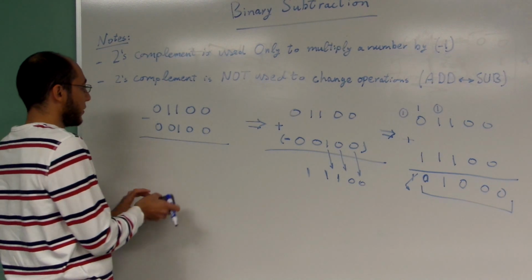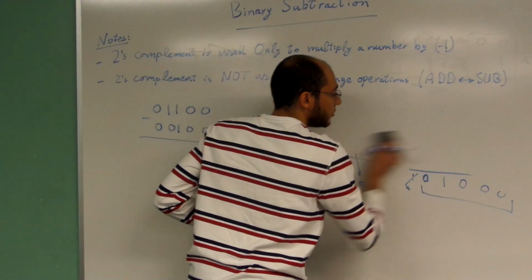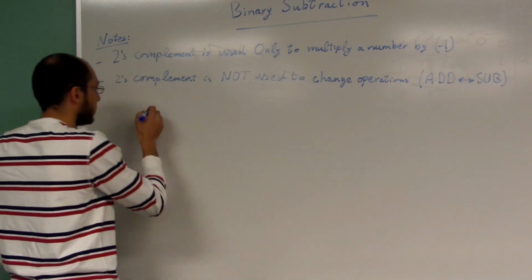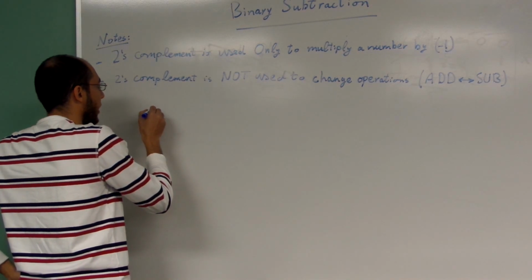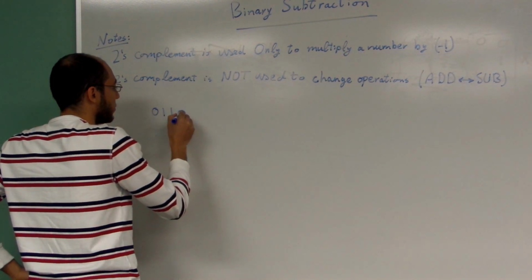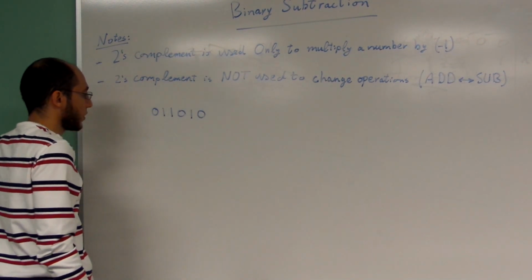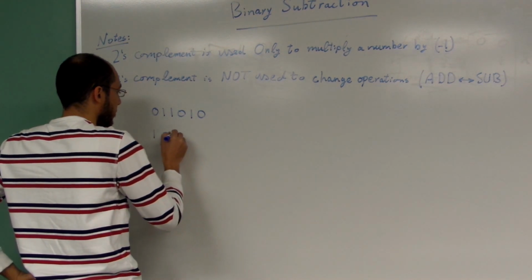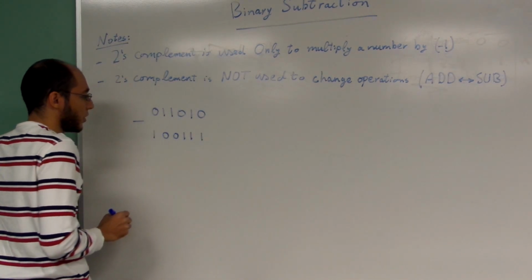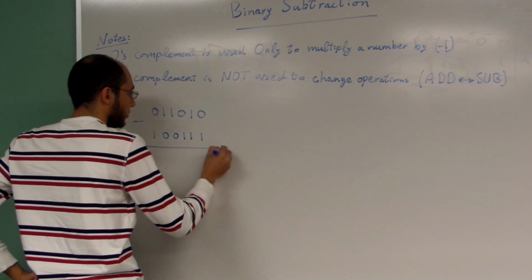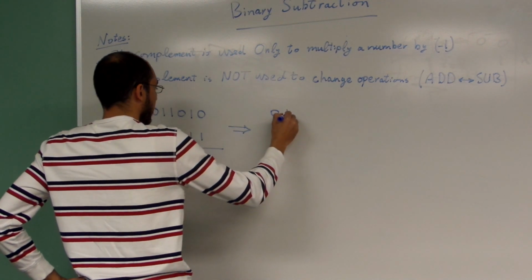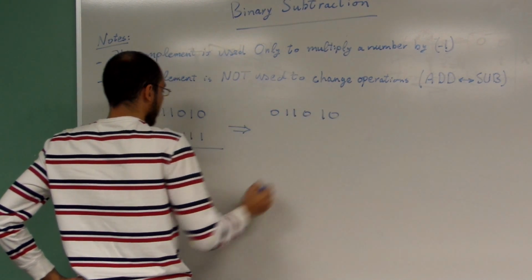Okay, let's take another example. Right now, what do I have? I have 0, 1, 1, 0, 1, 0, and then I have 1, 0, 0, 1, 1, 1. And I want to subtract these two numbers. Again, steps. 0, 1, 1, 0, 1, 0.